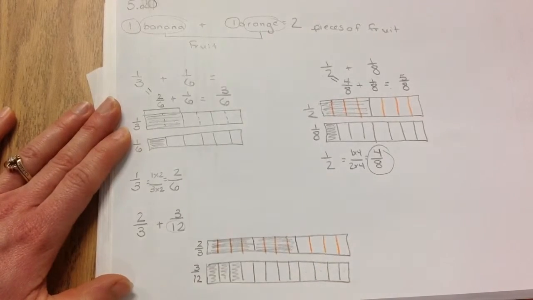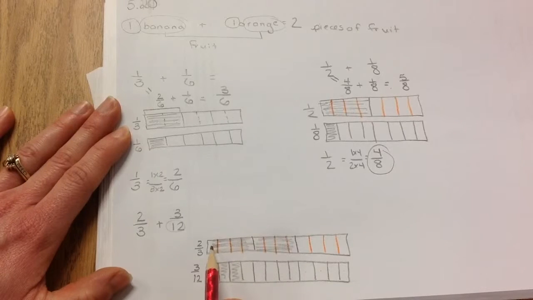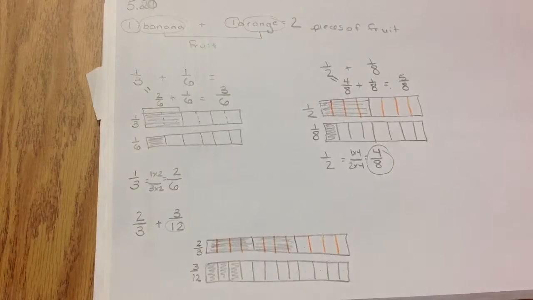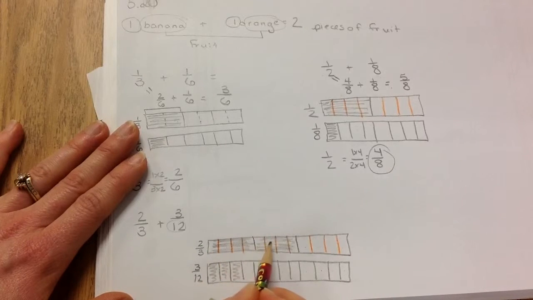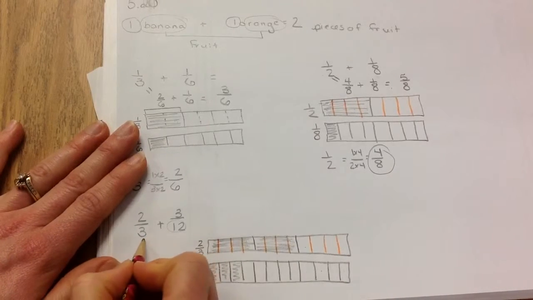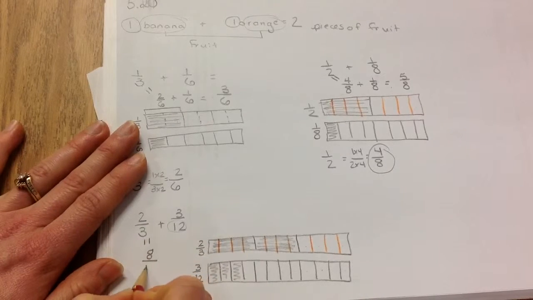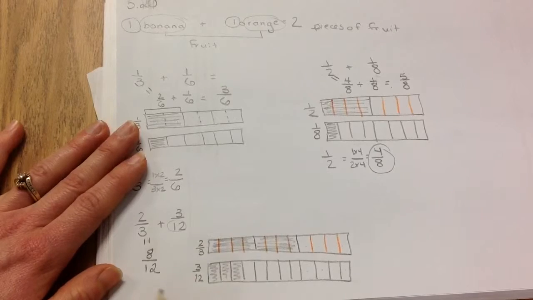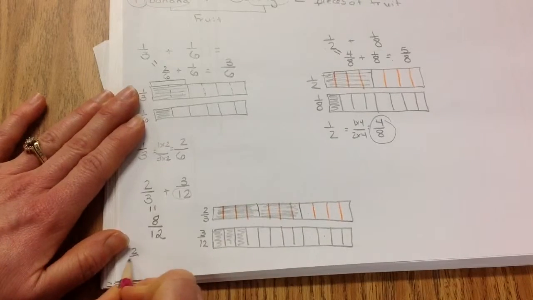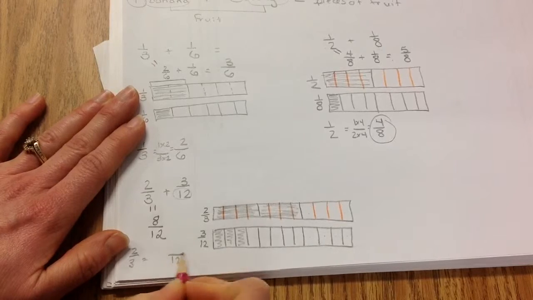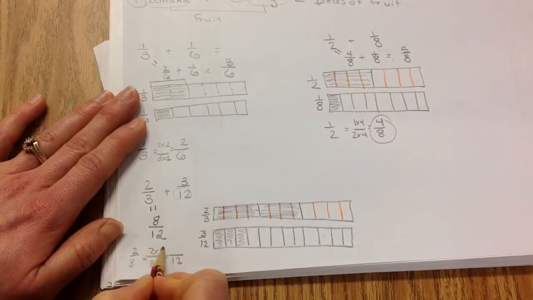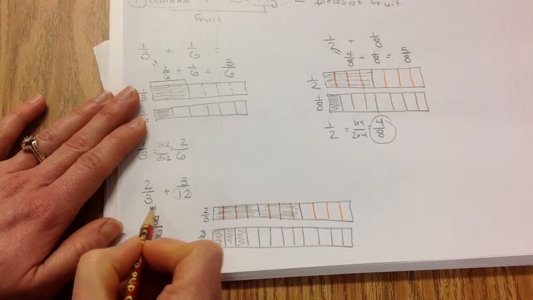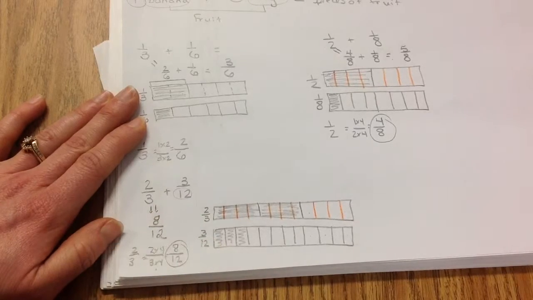When I do that, I see that I now have 1, 2, 3, 4, 5, 6, 7, 8, 9, 10, 11, 12. And out of those 12 pieces, I have 1, 2, 3, 4, 5, 6, 7, 8 shaded in. So we can say that 2/3 equals 8/12. And again, you could have figured it out. You could have said 2/3 equals how many 12ths? 3 times 4, which you do to the bottom, you do to the top, and you get 8/12. There's my equivalent fraction. So it equals 8/12.